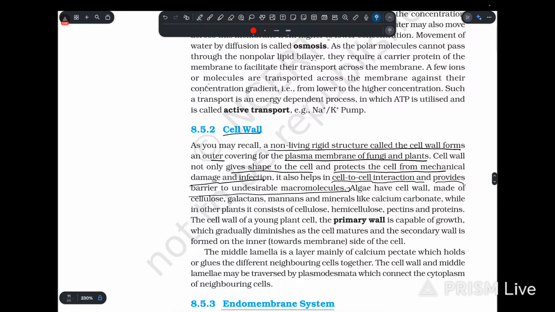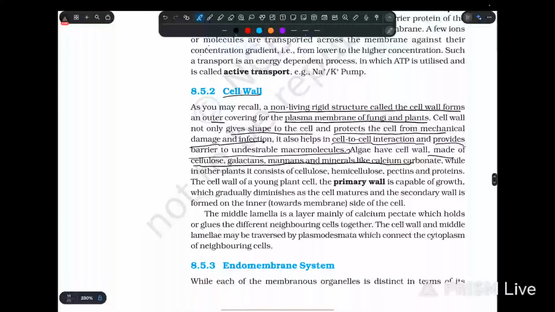Algae also have a cell wall. The algae cell wall is made of cellulose, keratin, mannans, and minerals like calcium carbonate, which I don't think is important information for us. While in plants, the cell wall is formed of cellulose, hemicellulose, pectins, and proteins.